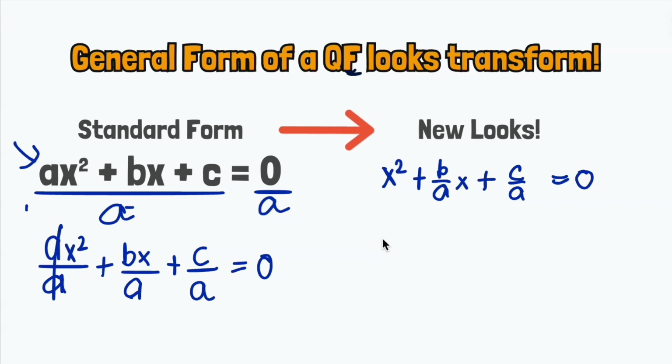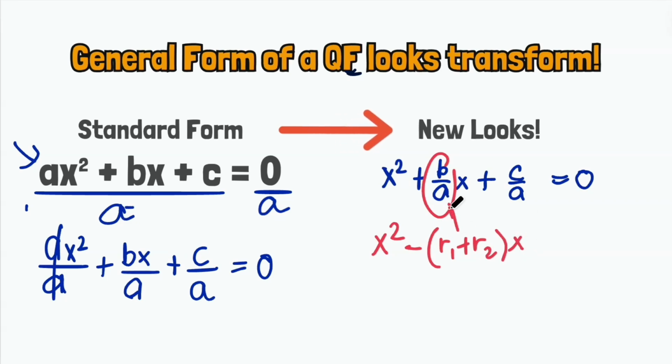Ang gagawin ko, papalitan ko lang naman yung B over A natin. So we all know that B over A, that is the sum of the two roots. That is negative. Syempre, negative B over A ang ginamit doon. So we have negative root 1 plus root 2. Take note, we have x here. This one is the sum of the two roots, yung kaninang ginamit natin sa mga examples na binigay ko sa inyo.